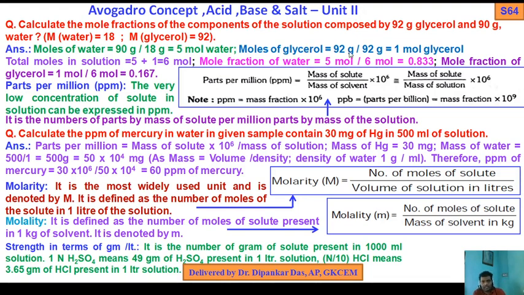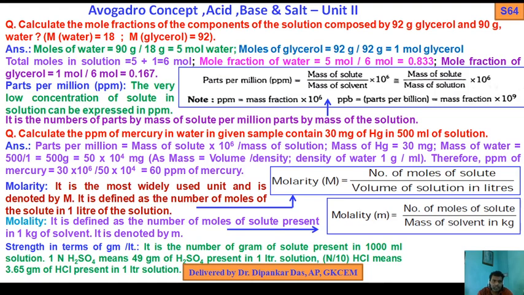Similarly, moles of glycerol is 92 gram by 92, that is 1 mole of glycerol. Now the total number of moles in solution, as you know, it is a mixture of water and glycerol, so 5 plus 1, that is 6 moles. So mole fraction of water, because we find out the mole fraction of A and B separately: 5 moles, the number of moles of water, divided by total moles, that is 5 by 6, 0.833. Similarly, mole fraction of glycerol is 1 by 6, that is 0.167.